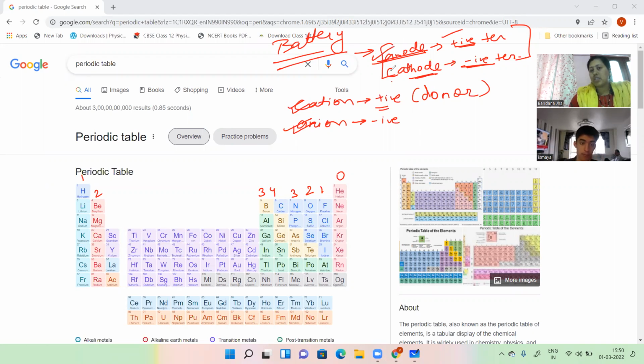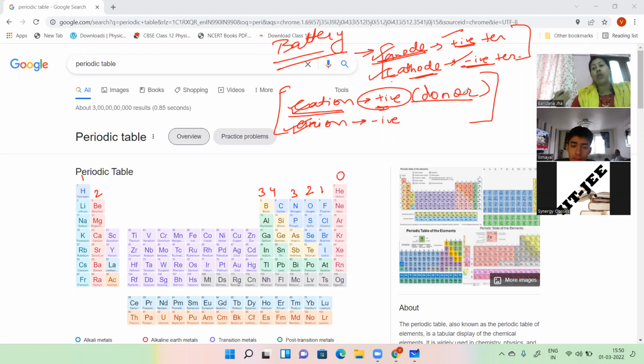So in a battery, the anode is the positive terminal and the cathode is the negative terminal. Whereas in the periodic table, a cation is what? Positive, that is a donor. Donor means what? It has the ability to donate electrons. And an anion is what? Negative. Negative is an acceptor.